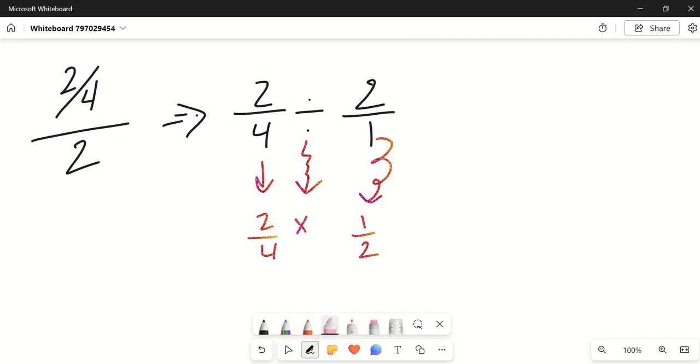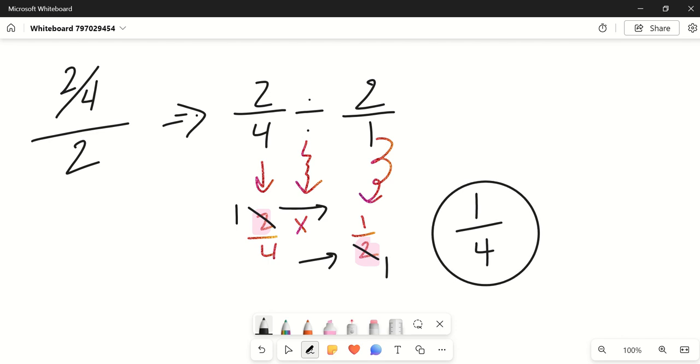I check for cross simplification. The 1 and the 4 have nothing in common since 1's a 1, so it's not going to. But those 2's can easily become 1's now when I divide. I multiply straight across, which will give me 1/4, and that is simplified. And that is my answer.